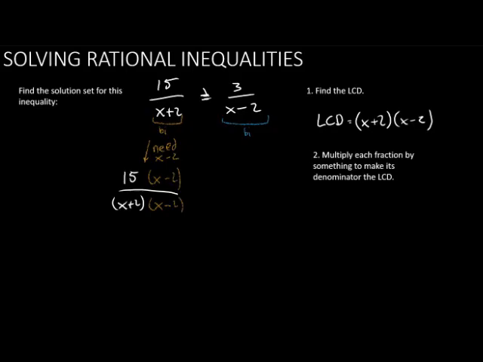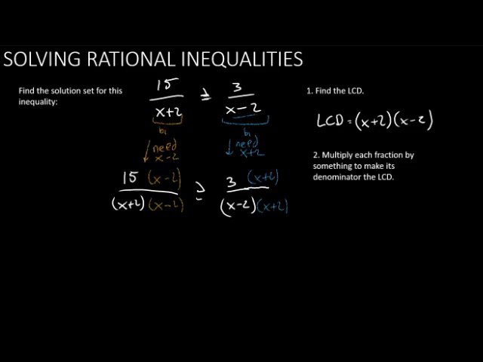Now we look to the other fraction. The other fraction has x minus 2, but it is missing x plus 2. So we'll make a note that we need x plus 2 here. We'll write down our old fraction, 3 over x minus 2, put that x minus 2 in parentheses, and multiply on the top and bottom by x plus 2. Then we'll place our greater than or equal to sign in the middle.